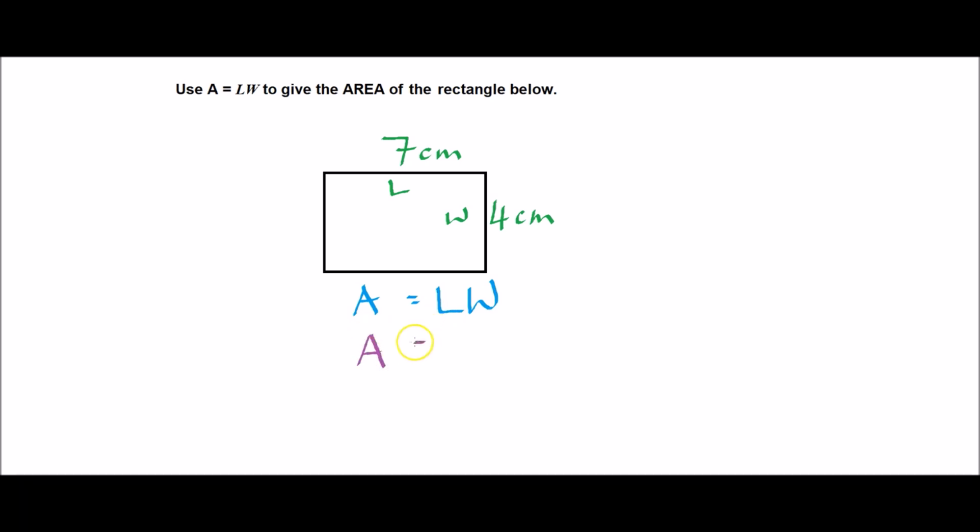So A equals the length, and the length is the longest side, so let's go with 7. Put them in the brackets like this. It's good habit. It's very useful to work like this when you consider more difficult algebra coming up. So put them in the brackets, and then the width is 4 centimeters. So what we're basically saying here with this part is 7 times 4, right? That's what that all means. Okay, so let's get rid of all that. It's a bit confusing.